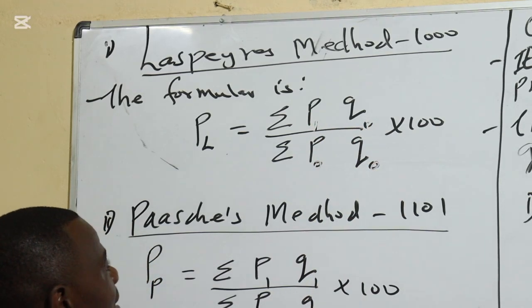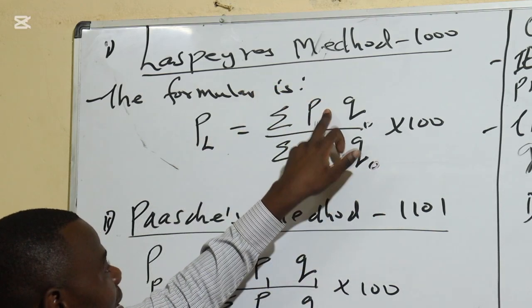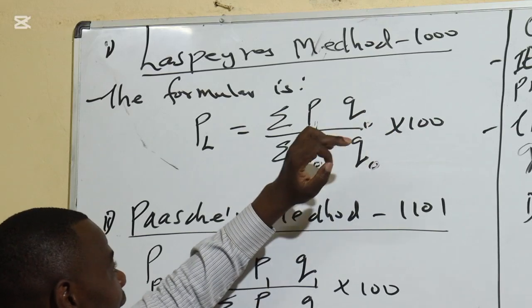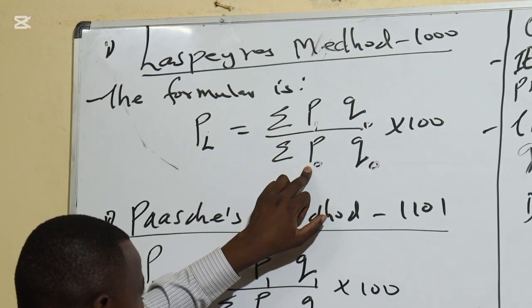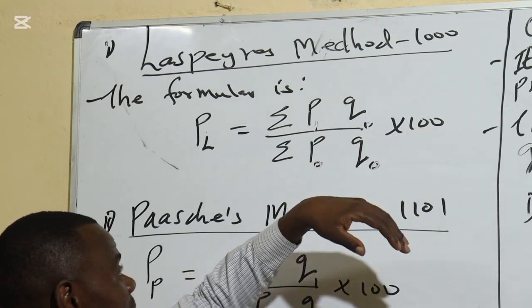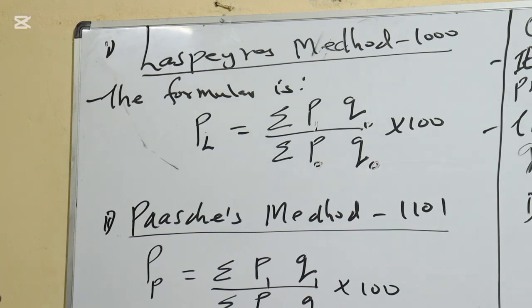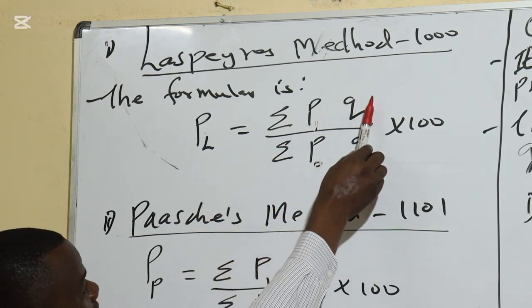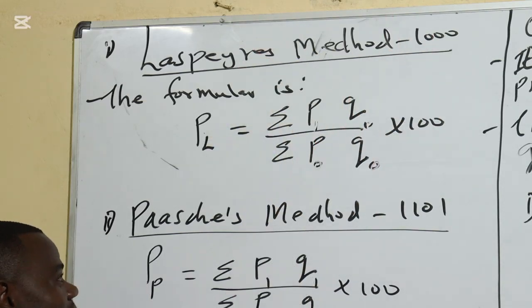So what does this mean? That means get the product of the price of the current year and the quantity of the base year, and divide by the price of the base year times the quantity of the base year, then you multiply by 100. Always the index numbers are converted into percentages. So once you've written summation P1Q0 over summation P0Q0, distribute the 100, and that is the formula. I'll be taking an example and you will see how that is applied.